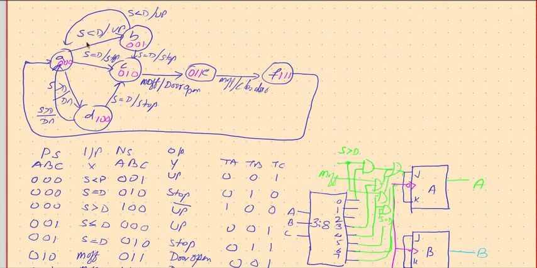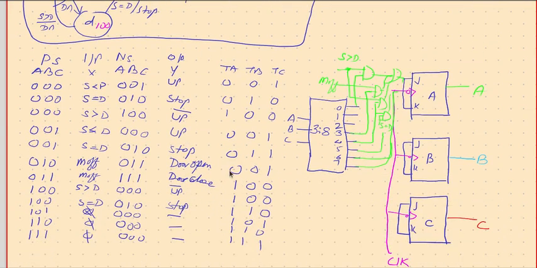From 000, if input is yes less than d, then it goes to 001 and output is up. If from 000, the input is yes equal to d, it goes to 010 and output is stop. And if from 000, the input is yes greater than d, it goes to 100 and output is up bar. Same way for others, we have just written this.